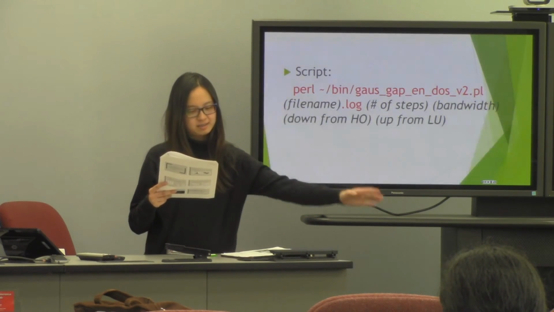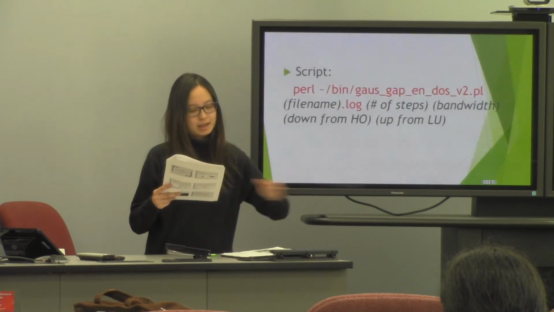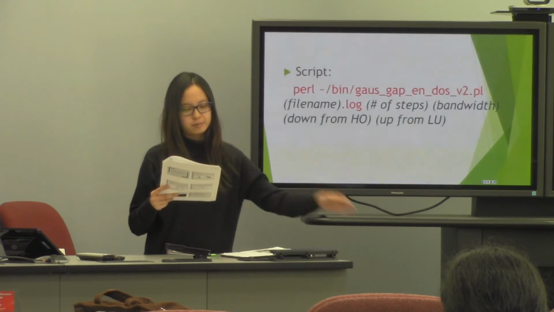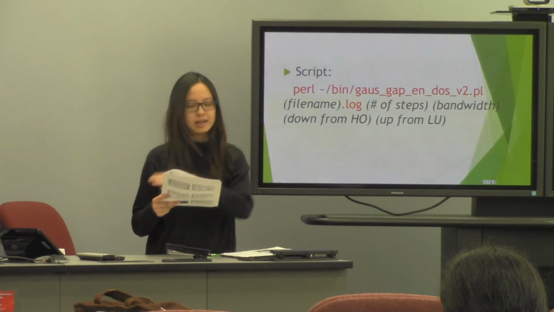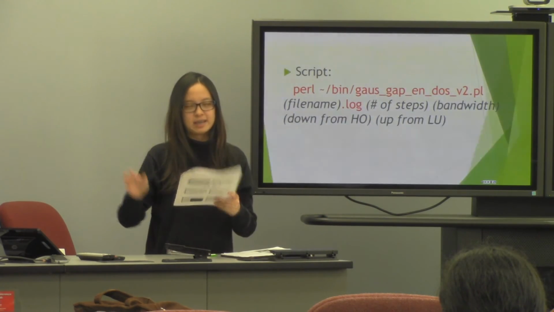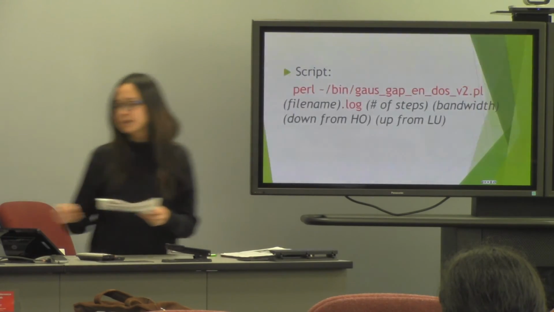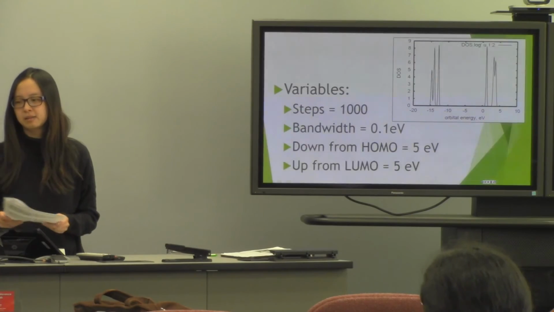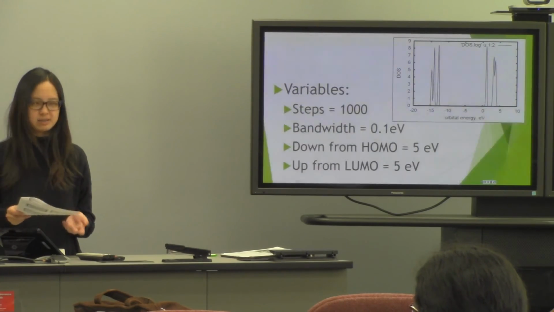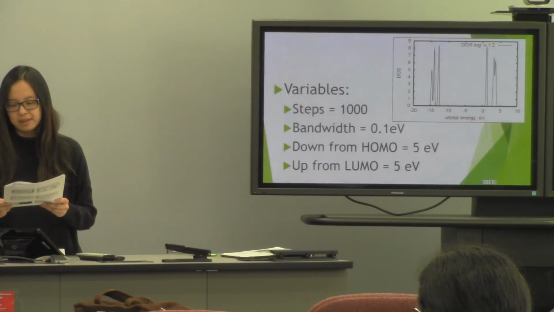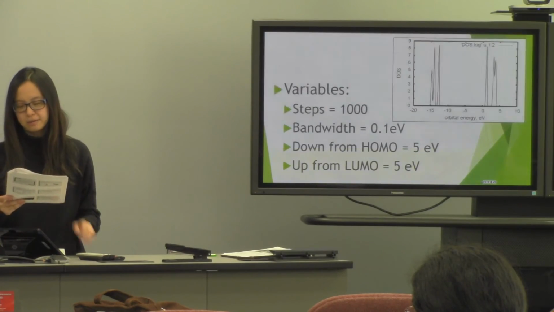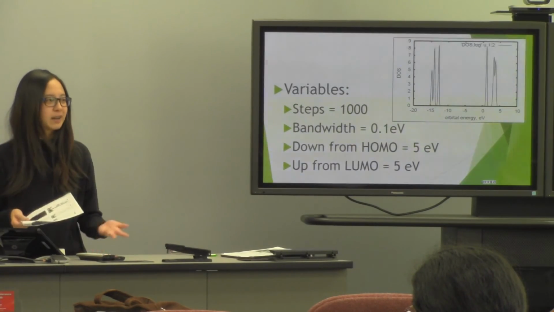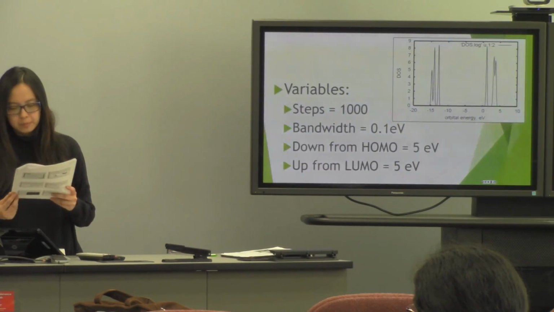how many electron volts down from the HOMO, and how many electron volts up from the HOMO. So these are the variables that you can use. Usually for steps in calculations I use 1000. Bandwidth you can use anywhere from 0.05 to 0.1 electron volt.